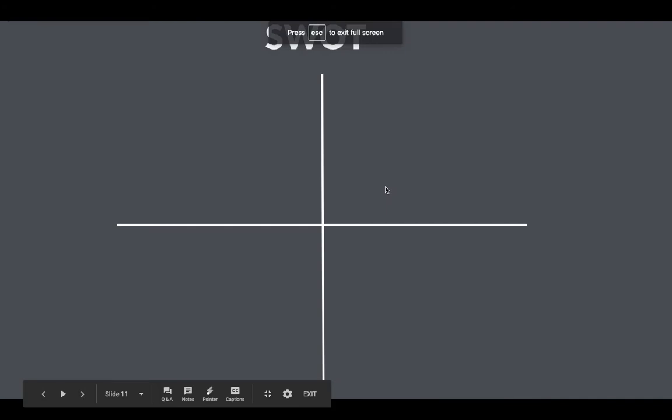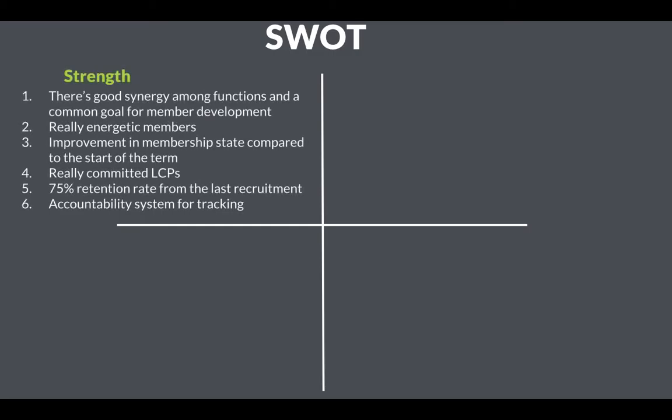Okay. So, the SWOT analysis for our LCs. Very quickly, we'll be checking the strengths, weaknesses, opportunities, and threats as it concerns talent management. First, a strength is that there is good synergy among functions and a common goal for members' development. Everyone in the entity, every MCVP, understands that our focus right now is ensuring member development. With our education cycles and our plans, we're ensuring that it is contributing to member development.